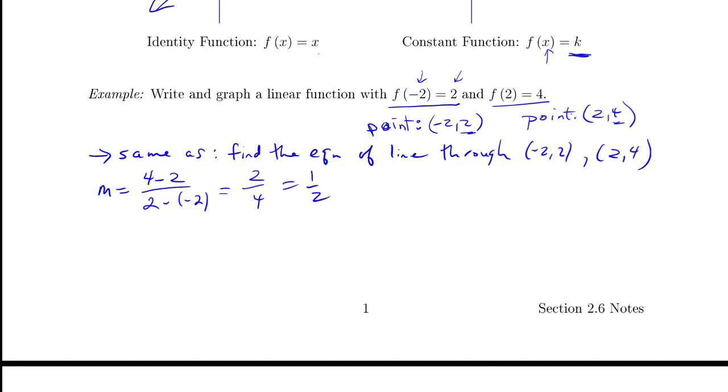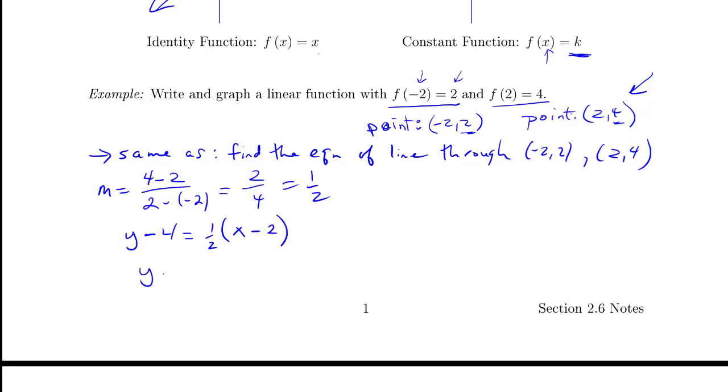All right. So anytime we want a line, we need a slope and a point on the line. We have 2 points on the line. I'll go ahead and use my 2, 4 point, and I would just say y minus the y0 of 4 equals m, 1/2, times x minus the x0 of 2.